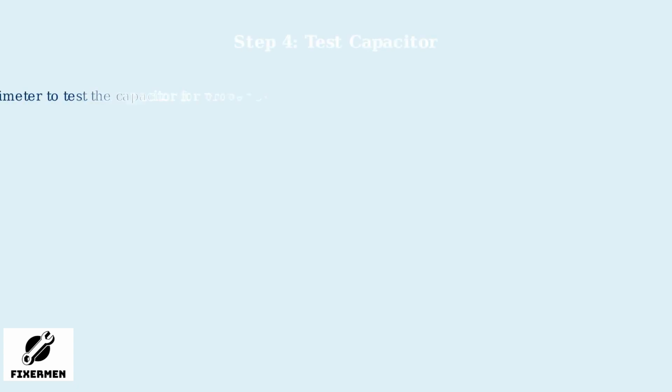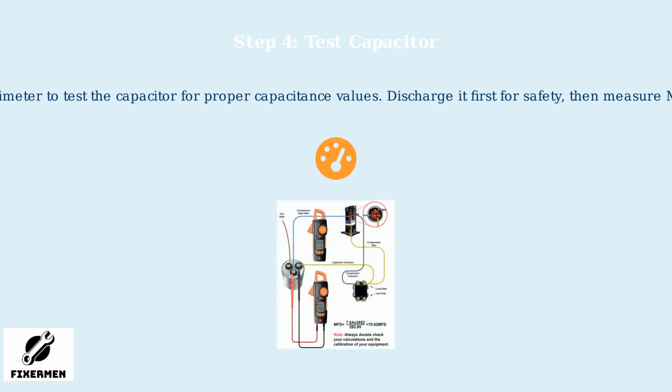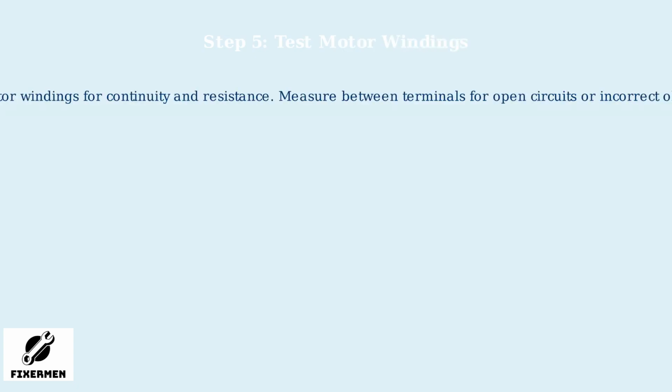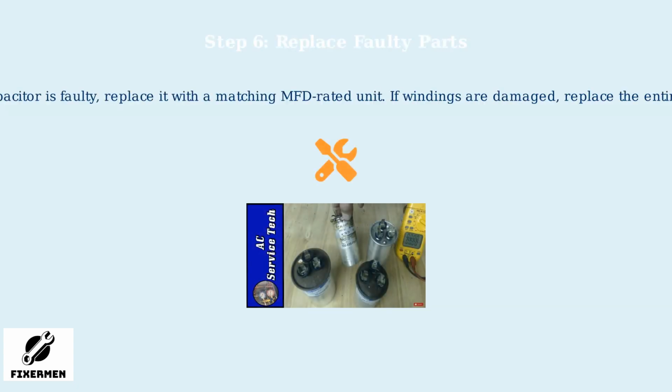Test the run capacitor using a multimeter. First, discharge the capacitor safely, then measure its microfarad MFD rating. Values outside the labeled range indicate a faulty capacitor. Test the motor windings with a multimeter set to ohms. Check for continuity between start and run windings and ensure resistance readings match manufacturer specifications, typically under 5 ohms. Replace any faulty components. For capacitors, use an exact MFD match. If the motor windings are open or show infinite resistance, the motor assembly needs replacement by a qualified technician.